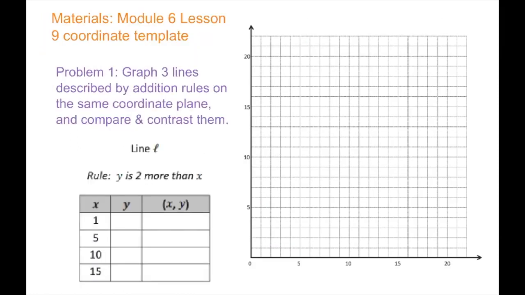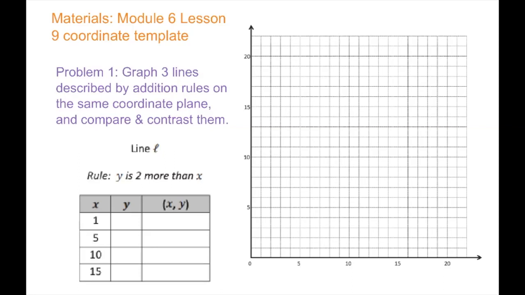So let's start with problem 1. The materials for today are your Module 6 Lesson 9 coordinate plane template. But again, if you don't have your workbooks, that's totally fine. You can either use grid paper if you have it or a blank sheet of paper. Either one will work. So in problem 1, we're going to graph 3 lines. We're going to focus on rules that include addition first, and we're going to plot all the points on the coordinate plane and compare and contrast them. So let's start with our first line.